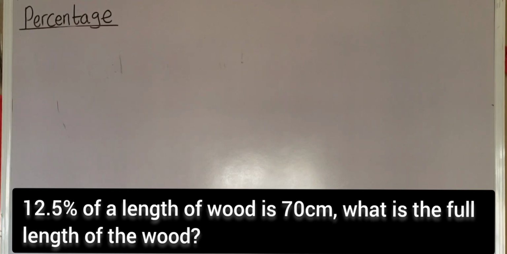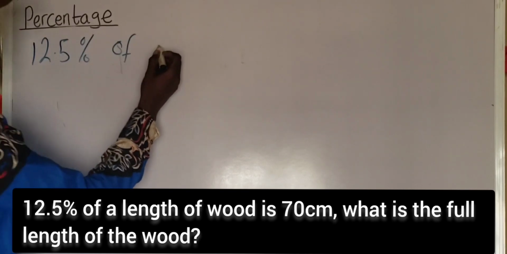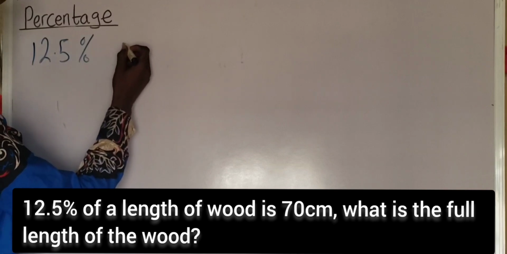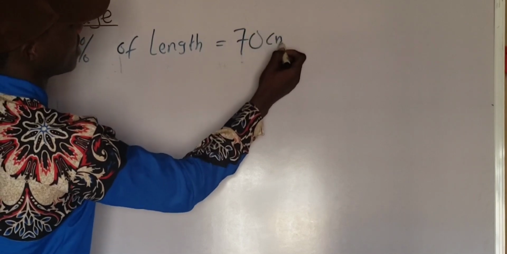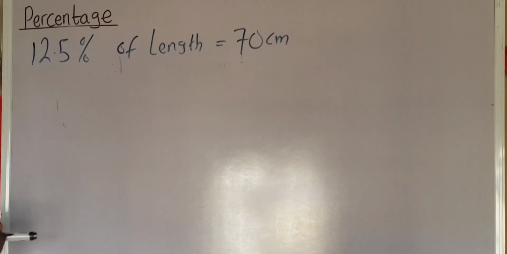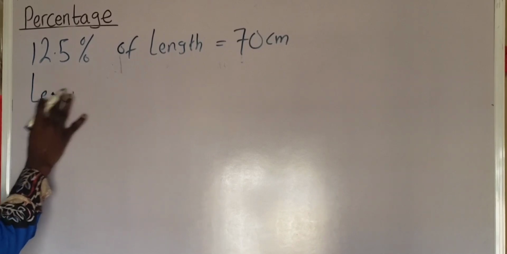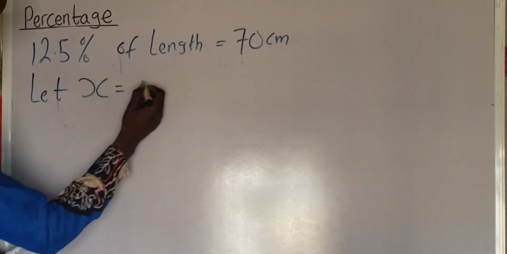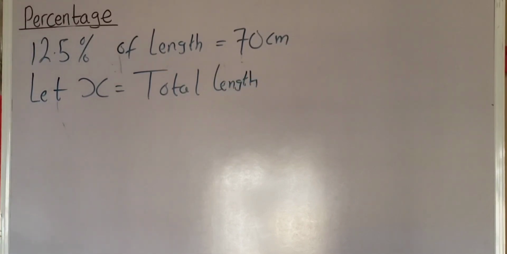From the question, we've been given that 12.5% of the length of the wood is equal to 70 centimeter. Now we are told to determine the length of the wood. This is the interpretation of the statement. Now let x be equal to the total length of the wood. Okay, let x equal the total length of the wood.